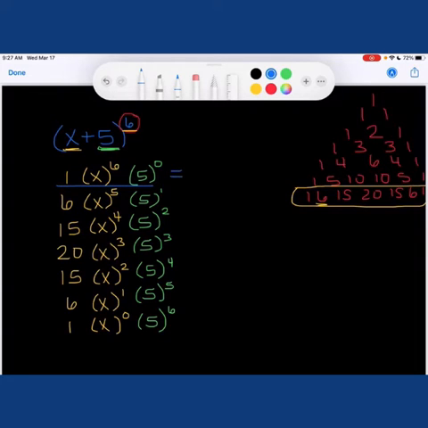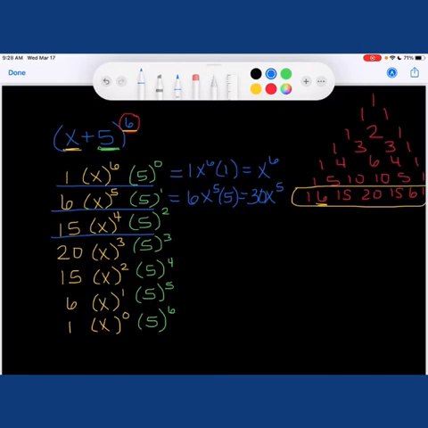Anything raised to the 0 power equals 1, so just keep that in mind. For the first one, I've got the 1, then x to the 6th, and 5 to the 0 is 1. So 1 times x to the 6th times 1 is just x to the 6th. That's going to be my first term. Now the next one: I've got 6, x to the 5th, and 5 to the 1st is just 5. So 6 times x to the 5th times 5 gives me 30x to the 5th.